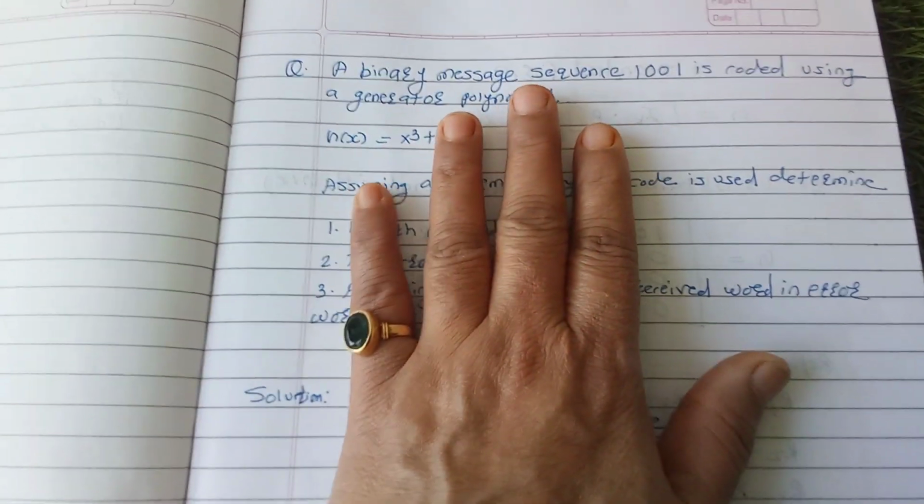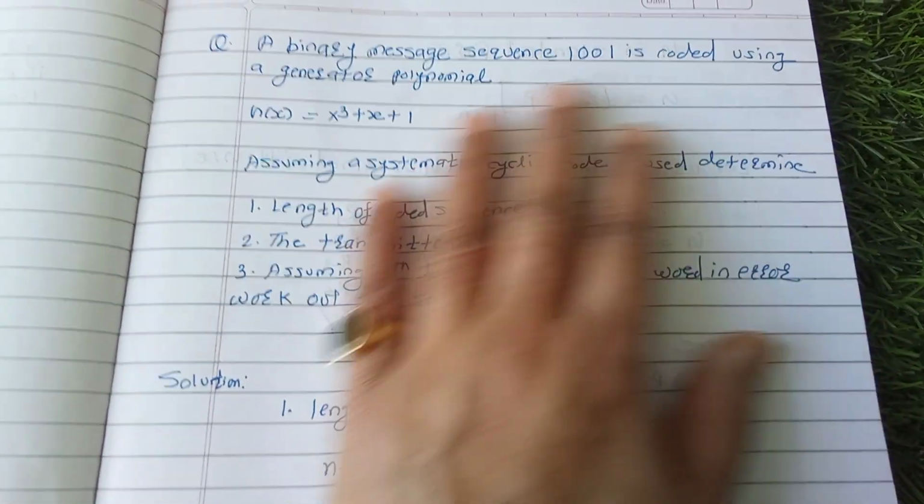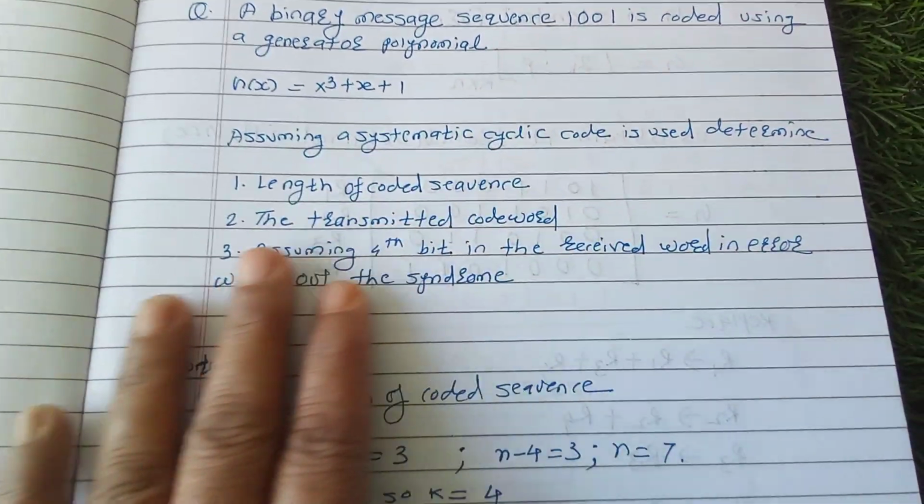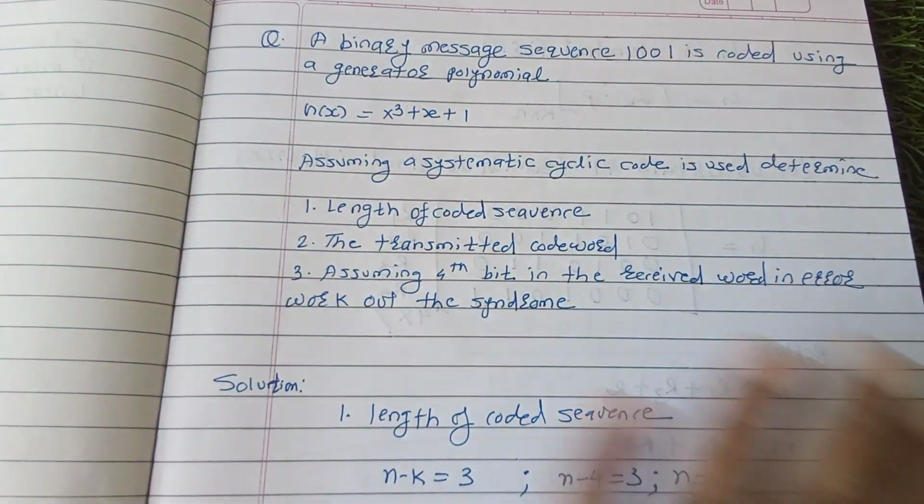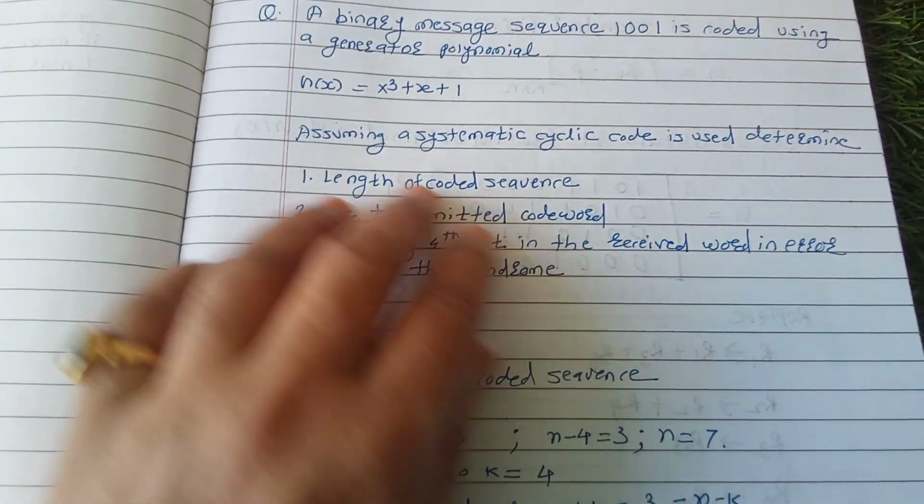So the problem is: a binary message sequence 1001 is coded using a generator polynomial. This is the generator polynomial. Assume that the code generated is a cyclic code. Determine the length of the coded sequence. So what is the length of the coded sequence?